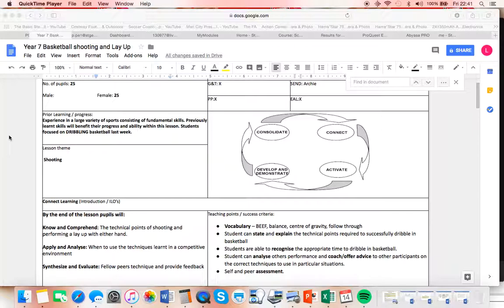So this particular lesson was a year 7 basketball shooting lesson, which was going to be quite high energy, with lots of activities going on, and it was important that the students were aware that sanctions were to be used. If any of the behaviour policy was not adhered to by the students, then obviously they would receive an X, which is how we do it at our school.